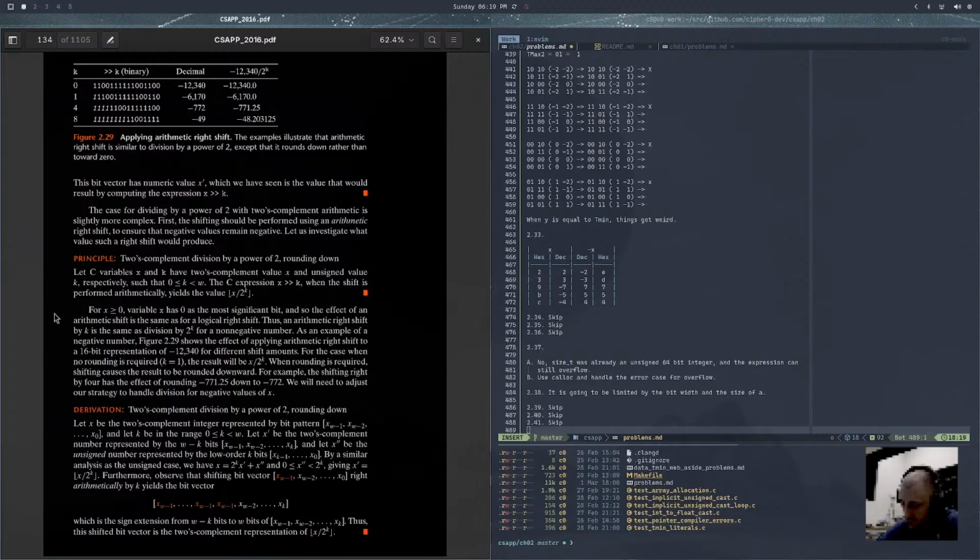All right, so 4 would be 2 right shifts. Yep. Oh, and the k is 4, so it's going to be 4 right shifts. Okay. And then 8 as well. And because it rounds to 0, it goes to 49. No. Rounds down. Okay.